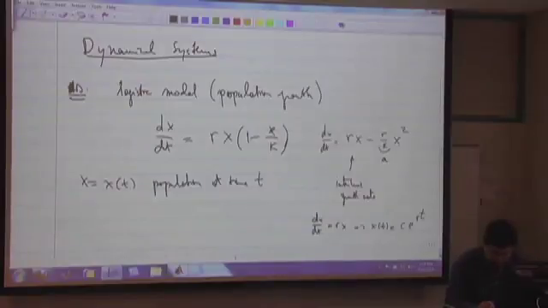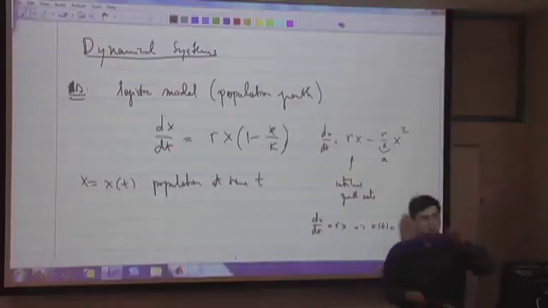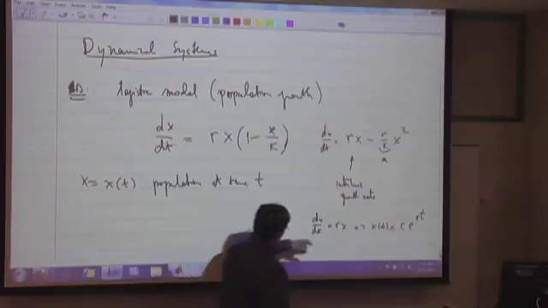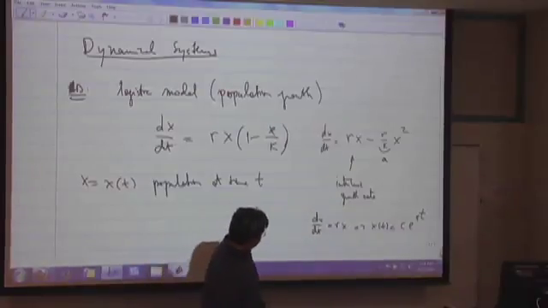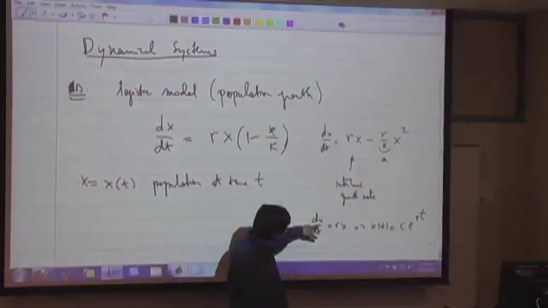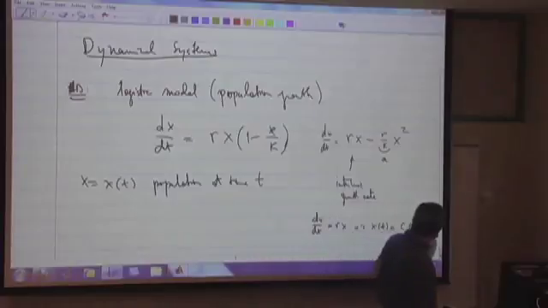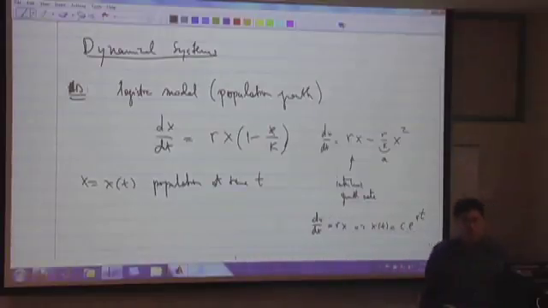Right? And r plays the role of that growth rate. Yeah? So r is, well, the ratio between the growth rate and the current population. Okay? So that's called the intrinsic growth rate.